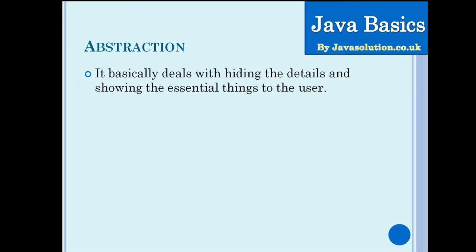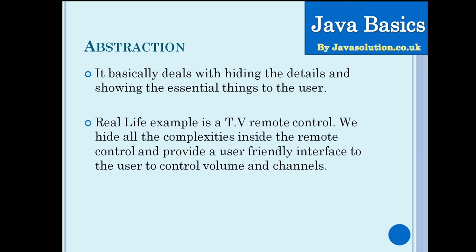Abstraction. It basically deals with hiding the details and showing the essential things to the user. A real life example is a TV remote control. We hide all the complexities inside the remote control and provide a user-friendly interface to the user to control volume and channels. So you don't know how the TV operates. You are not going to check any circuits inside it, like how to reduce the volume, switch on or switch off. You don't need to write any commands. You have been given a remote control and you just press the buttons. Plus means increase the volume, minus means decrease the volume, and that's all you need to know, right?